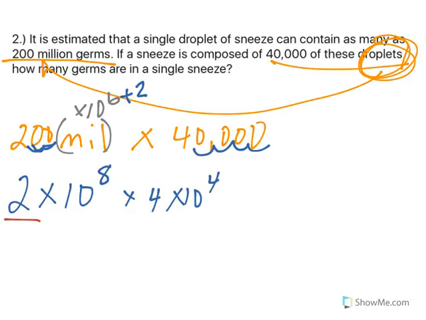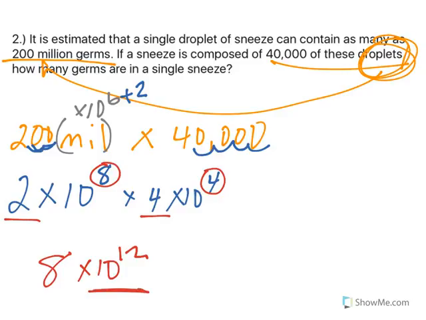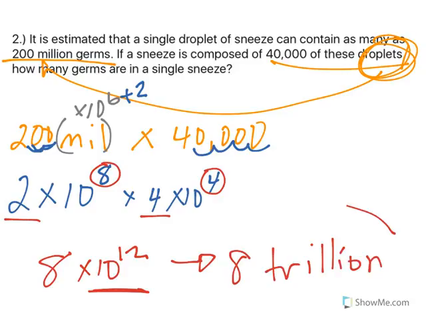And now we multiply. 2 times 4 is 8, and we add 8 plus 4 is 12. So times 10 to the 12th. Now, times 10 to the 12th, this number implies trillion. So this is the same as 8 trillion. So a single sneeze can contain up to 8 trillion germs. I don't know about you, but that's a lot of germs.